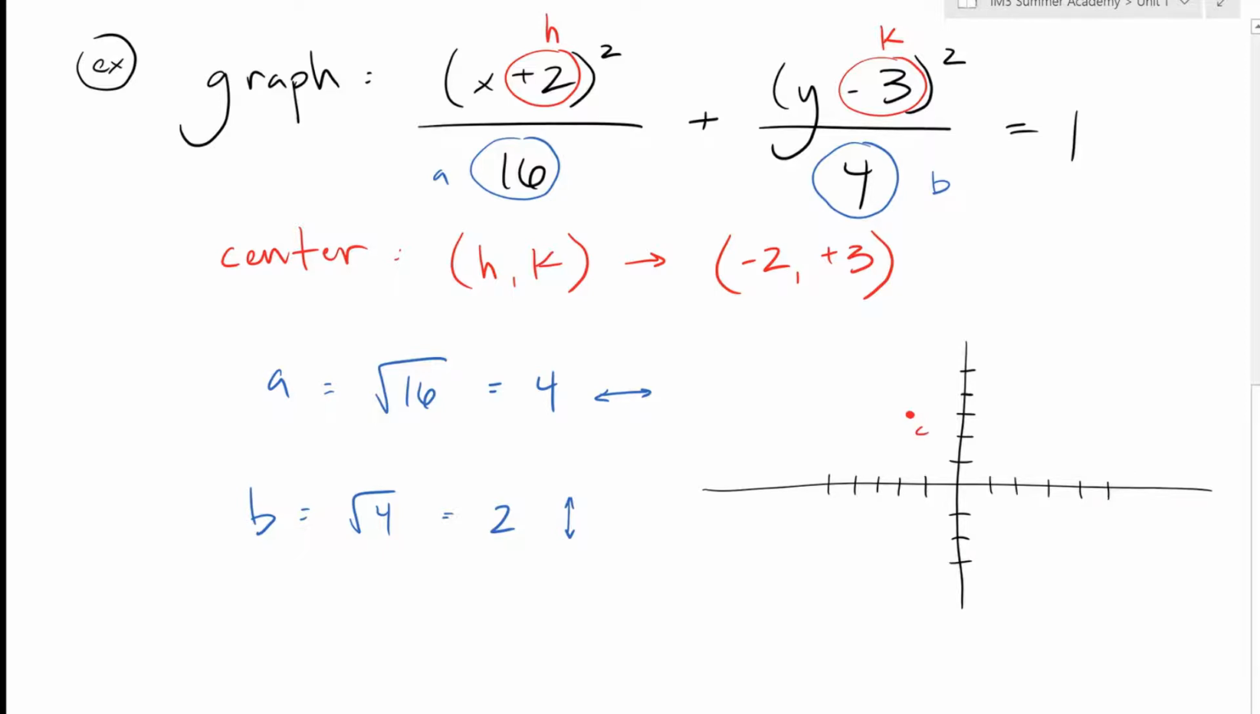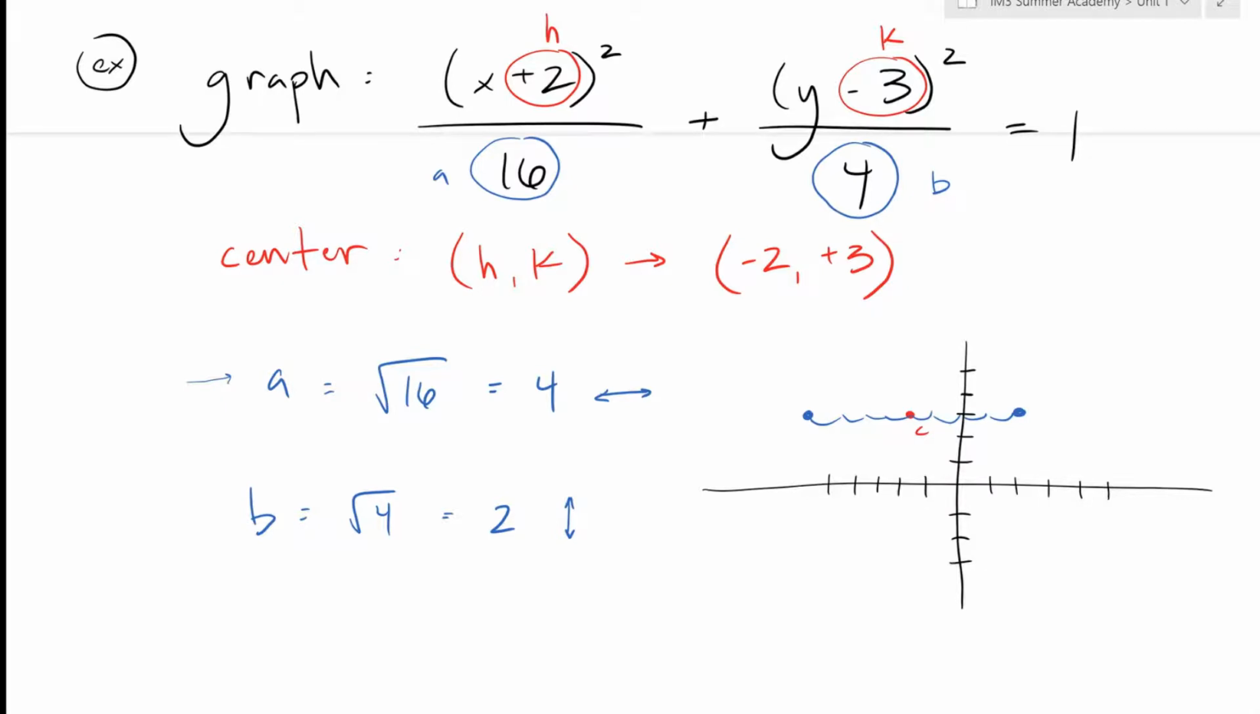What we want to do now is follow the A and B because it's not a circle. It's not going to be the same distance all the way around. We got to match these up. So let's go with A first. A, that is the side to side. So we're going to go 4 side to side. So that means 4 to the right. 1, 2, 3, 4. 4 to the left. 1, 2, 3, 4.